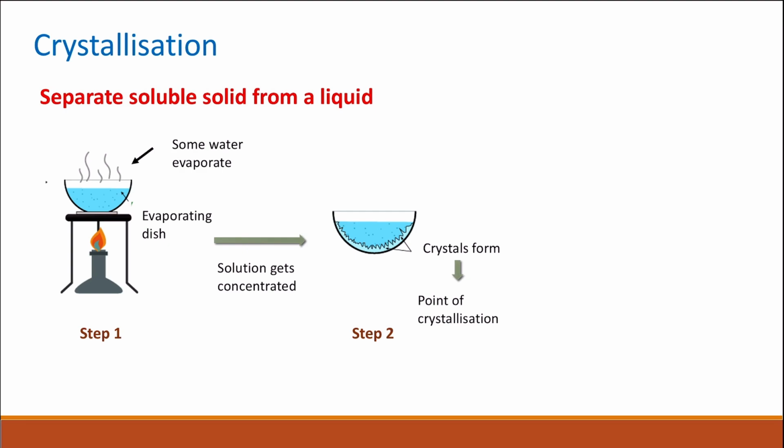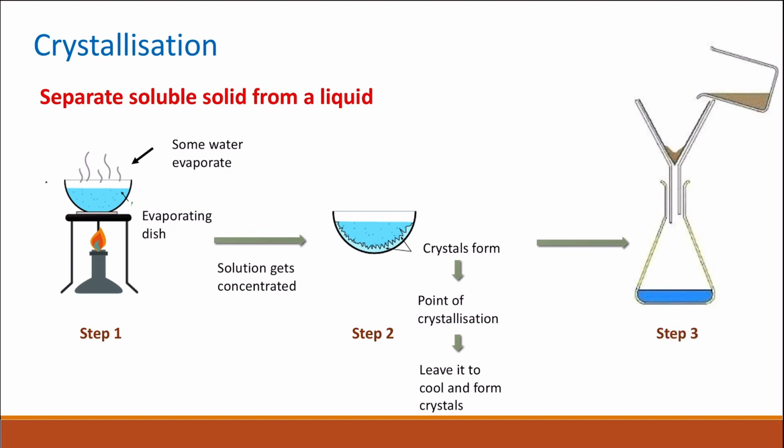Once you notice these crystals forming, then you take your evaporating dish out of the heat and you leave it to cool while more crystals will be formed from the solids. Once the solids are formed, then you can move on to step 3, where you filter the crystals that have been formed, and the crystals will remain on the filter paper as the residue.